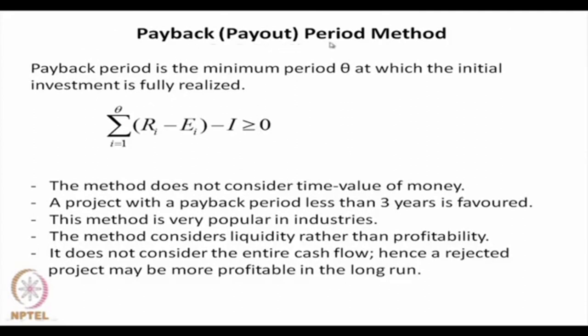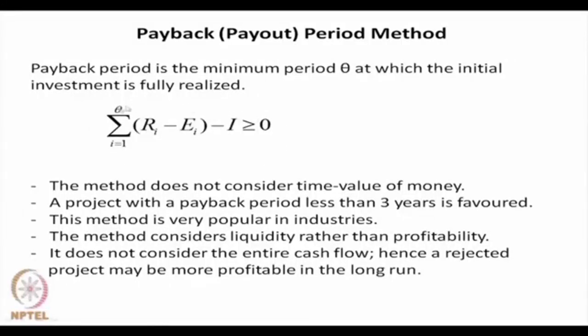Now, payback or payout period method is basically finding out a time period theta by which the initial investment is fully realized. That means, if I have invested 10,000 rupees, in the first year I may be getting back 4,000, in the second year 3,000, in the third year 4,000. So, 4 plus 3 plus 4 makes it 11,000. That means, by the third year I have fully realized my initial investment of 10,000. So, payback period is a little less than 3 years.